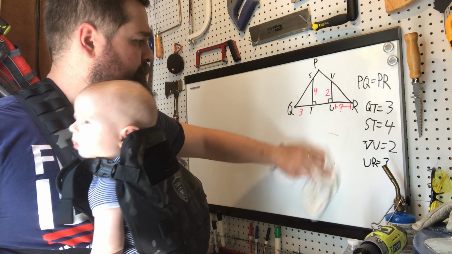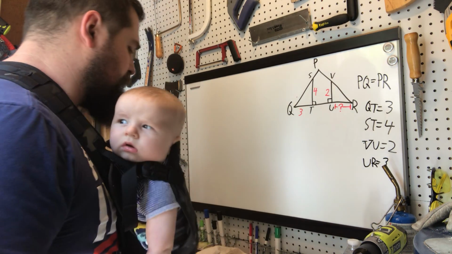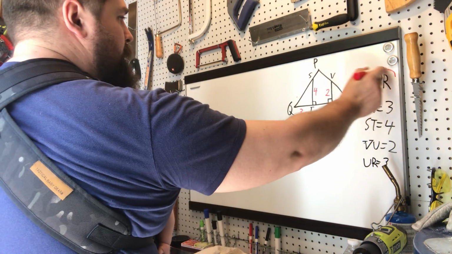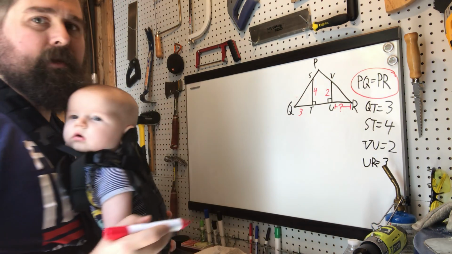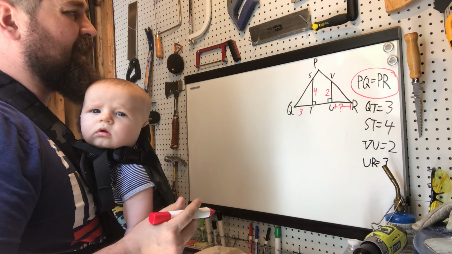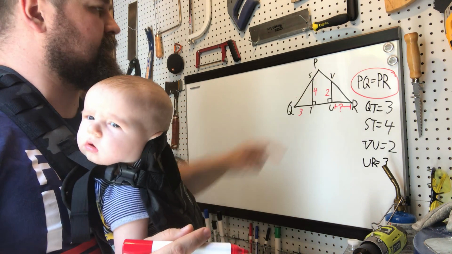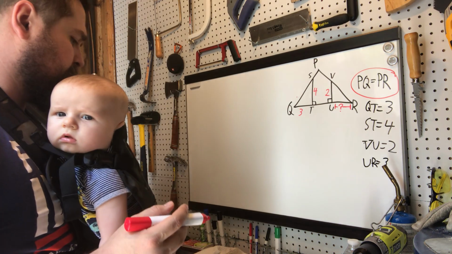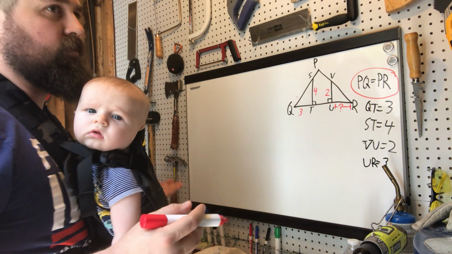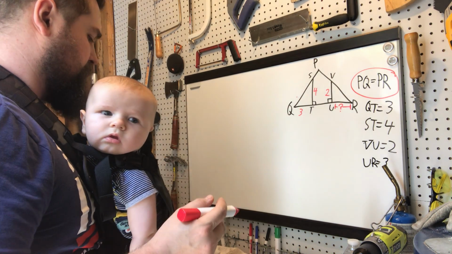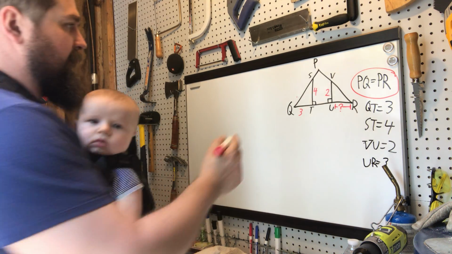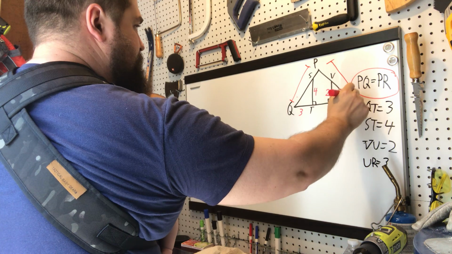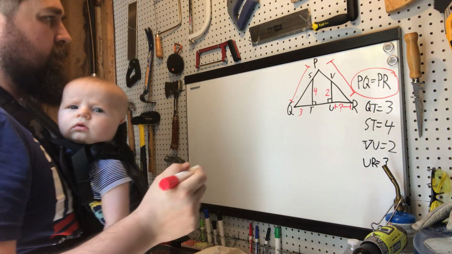It's a time waste, and I wasted time trying to do that. Then I realized that this is the key part right here. PQ is equal to PR. This signifies that it is an isosceles triangle. Isosceles comes from the Greek roots isos, same, and skelos, leg: same leg. That means this distance right here is the same as this distance right here. They are equal. That's great.